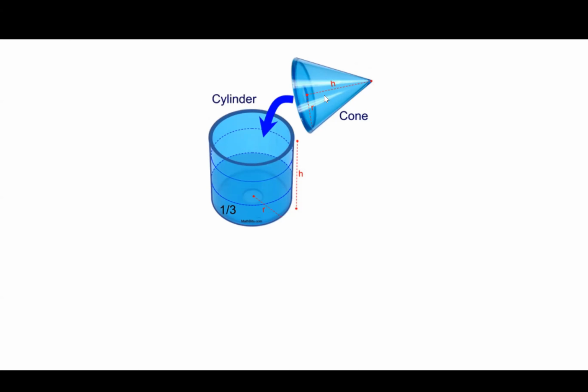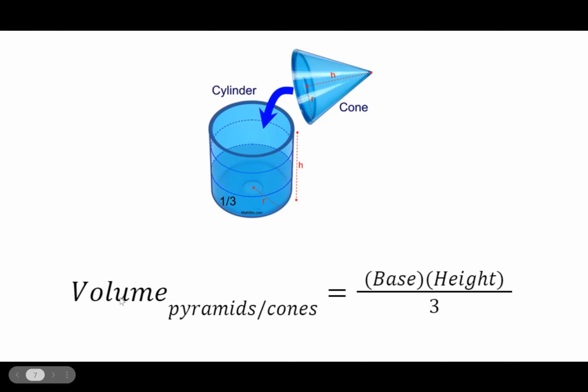So again, it takes 3 cones to fill up a cylinder. I know a cylinder is area of the base times the height. So for one cone or for one pyramid, I'm gonna come out with the formula. It works for pyramids and cones. The volume is gonna be base times height divided by 3. The reason why I divide by 3 is because it takes 3 cones to fill up a cylinder.